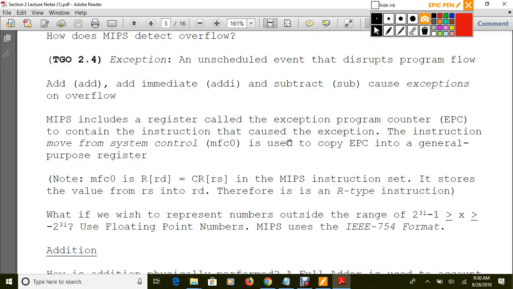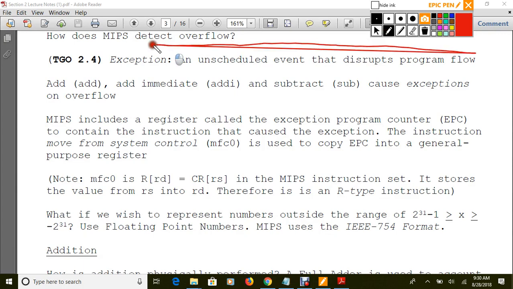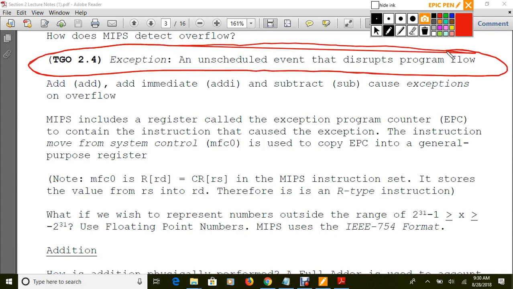Okay, so one quick note, 'cause I saw this a little bit. If you have something, this is a great example of the last topical guide objective. If I don't have end TGO after the line, it's just that line. So don't feel like you have to write all the rest of this. It's just define exception. Exception is an unscheduled event that disrupts program flow.